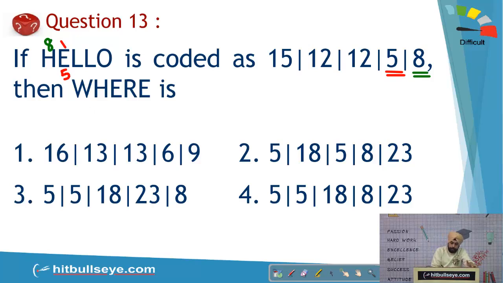Now where the letter W appears at position number 23. So the code has to end with 23. Answer is not 1. Answer is not 3. Now you can see second and fourth option end with 23.